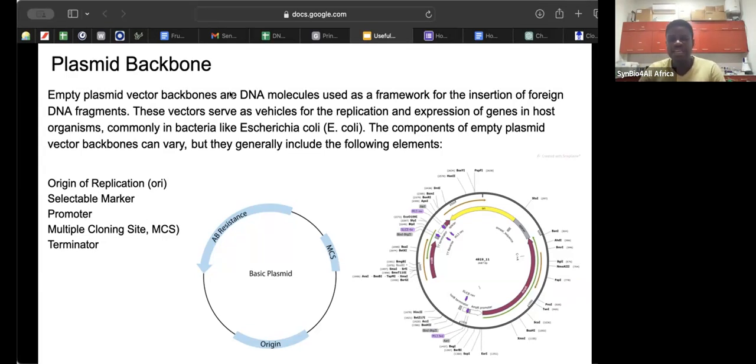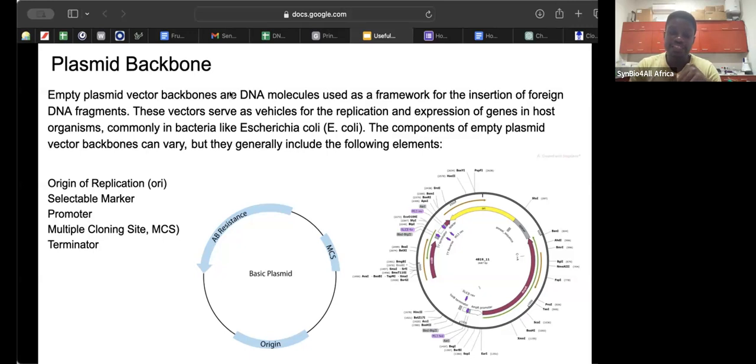A vector backbone, I think you talked about this in one of your lectures, but I brought it back here because it is going to form an integral part of how you design your system. Mostly a vector backbone contains your antibiotic resistance gene, your multiple cloning site, and your origin of replication. The antibiotic gene produces the antibiotic resistance protein that protects the bacteria and allows you to do selection.